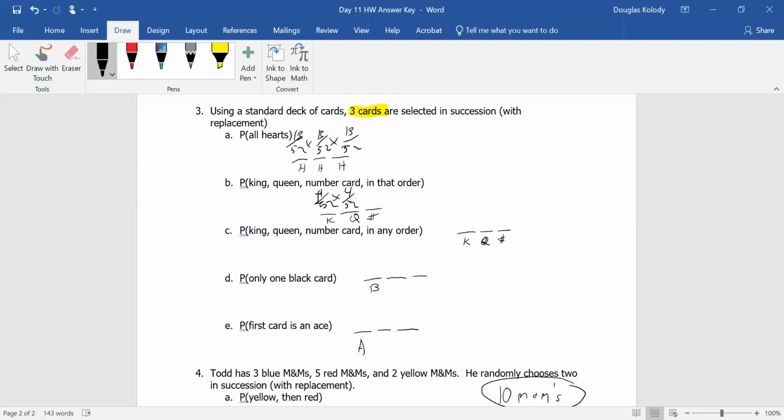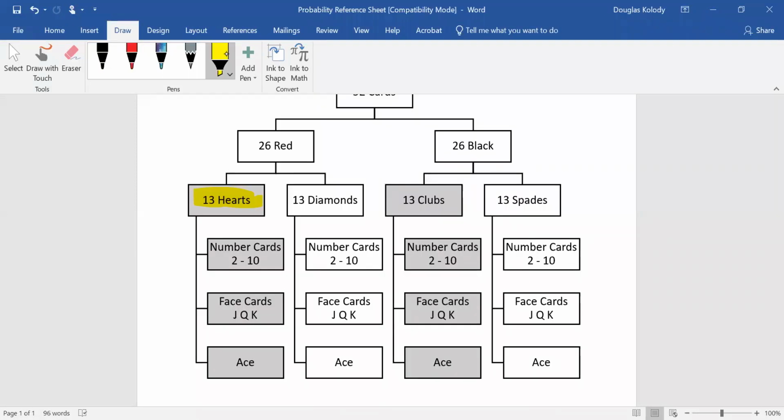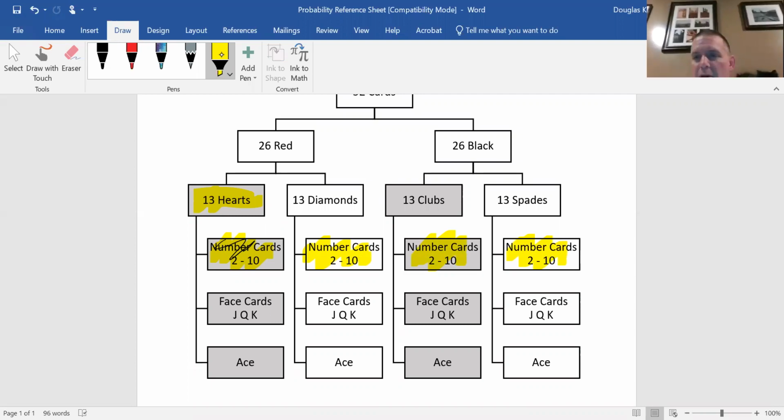How many number cards are there? There are number cards in each suit: 2 through 10. Let's think about this for a second. Let me do it on my hands: 2, 3, 4, 5, 6, 7, 8, 9, 10. There are 9 cards that have numbers on them.